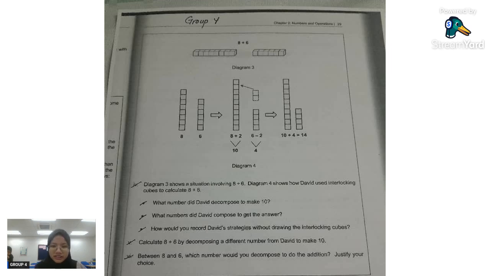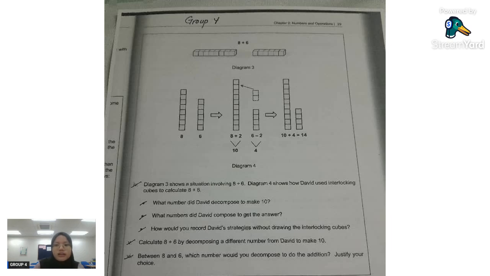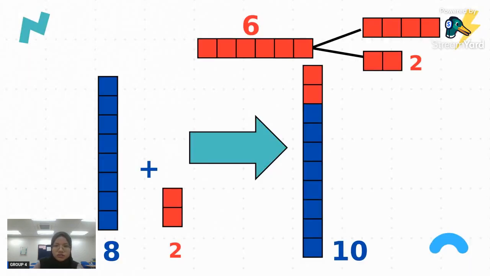So for diagram 3, it shows a situation involving 8 plus 6, and for diagram 4, it shows how David used interlocking cubes to calculate 8 plus 6. So the first question is, what number did David decompose to make 10?